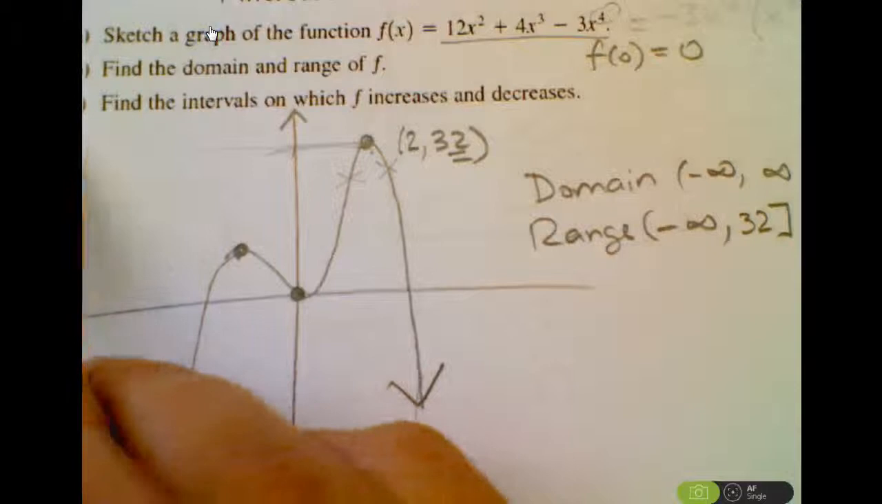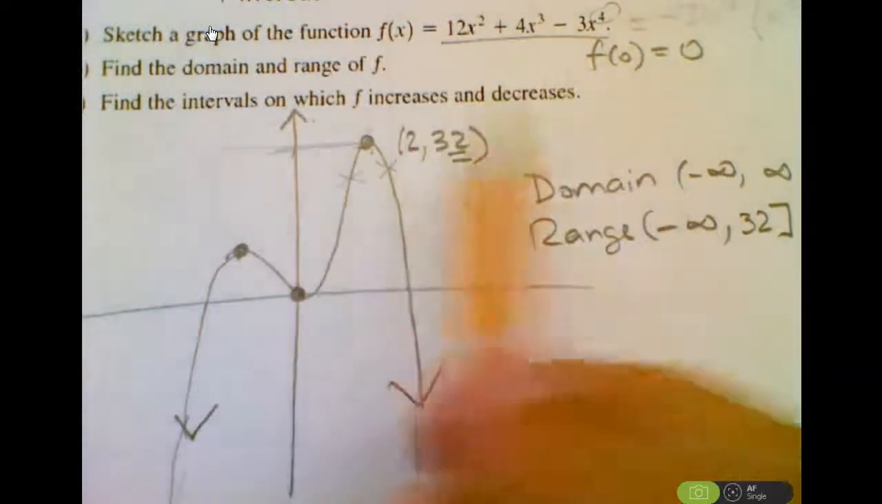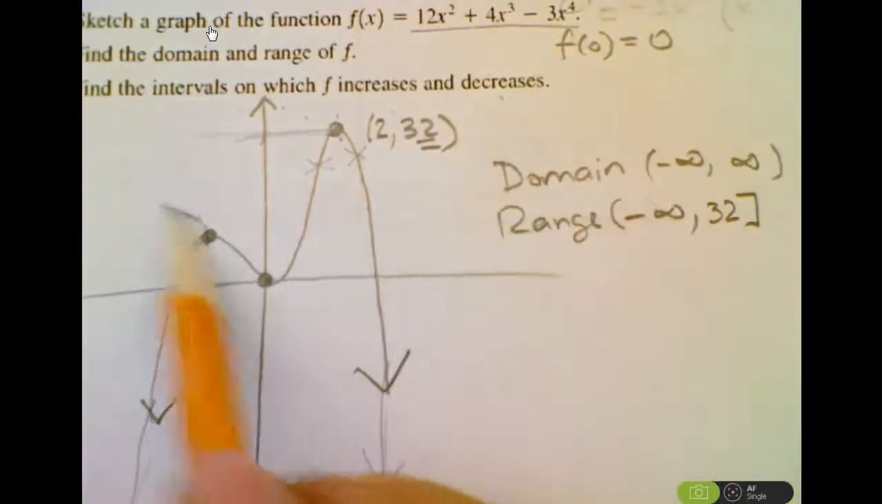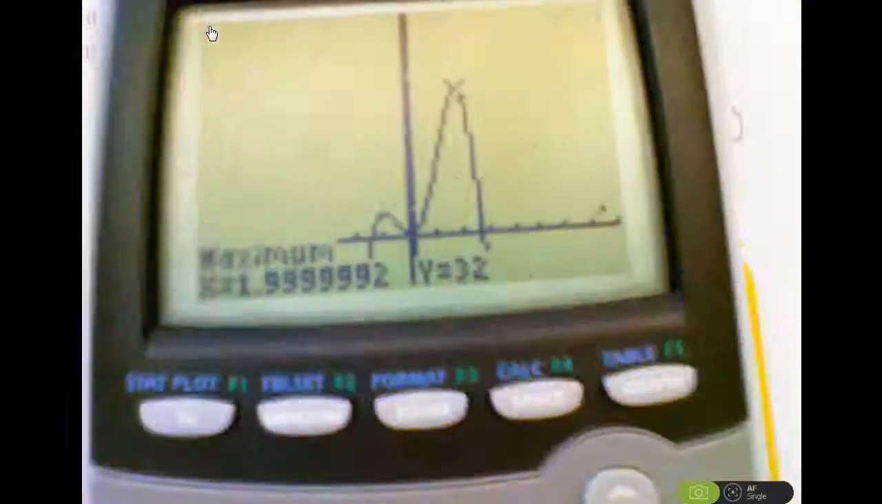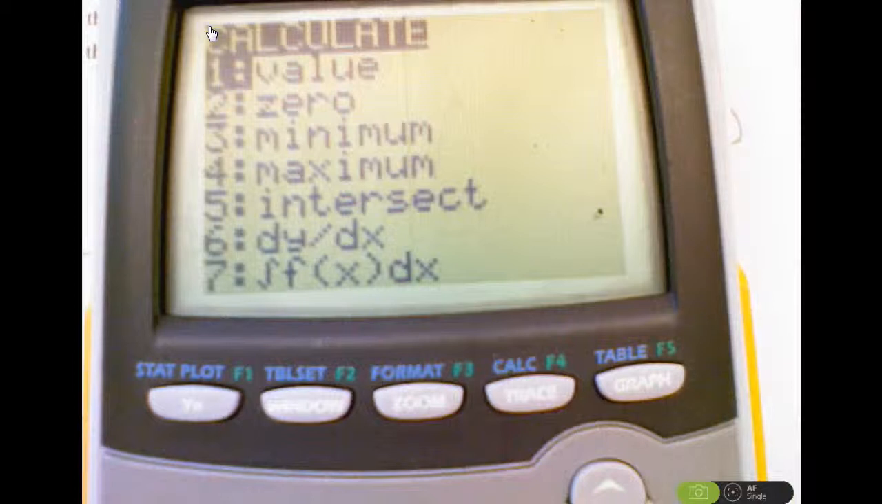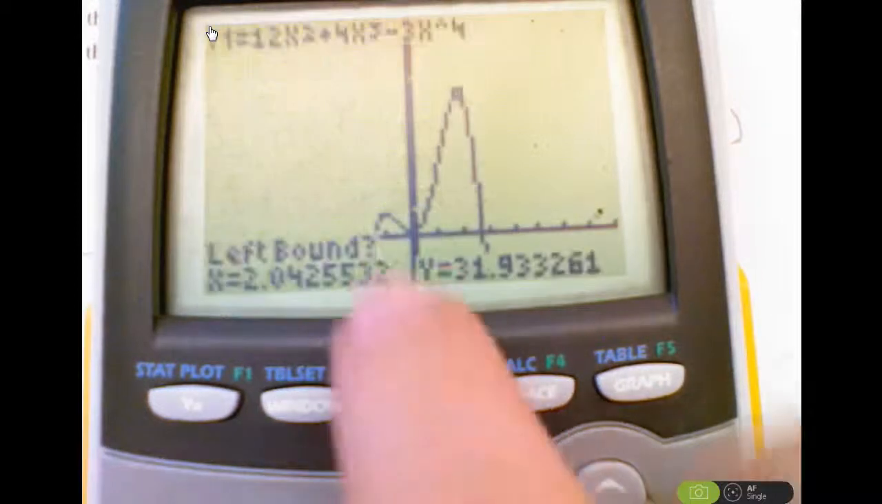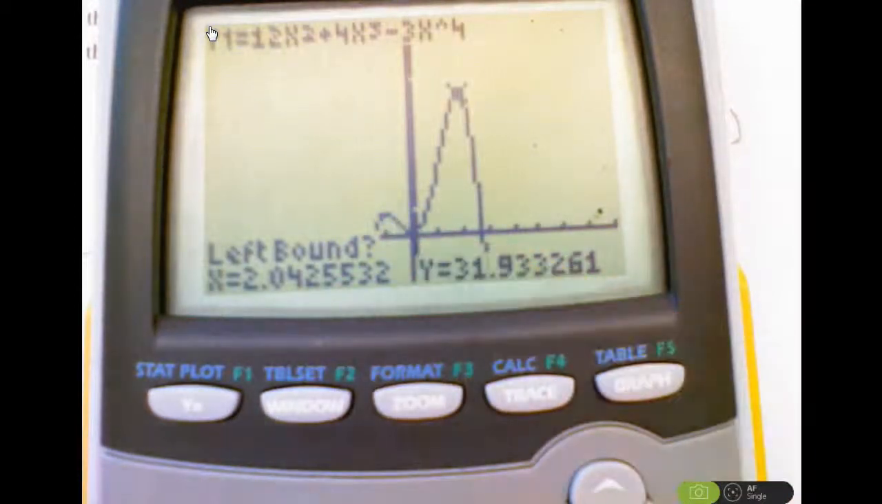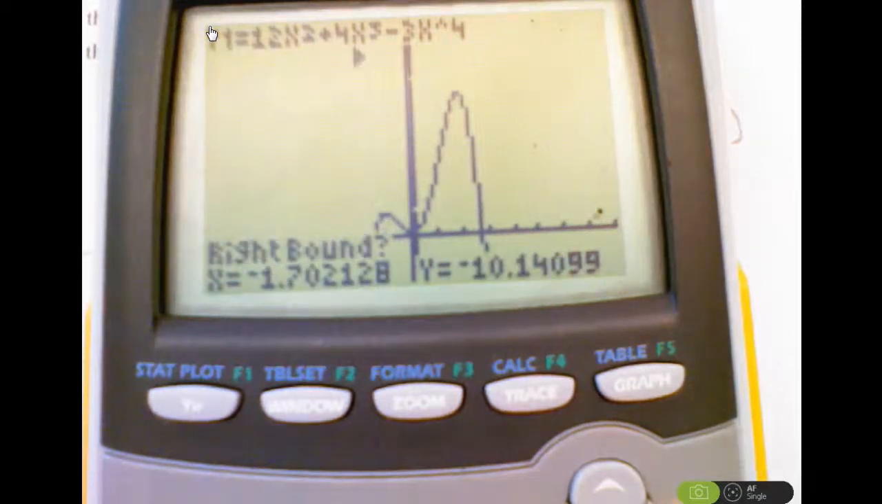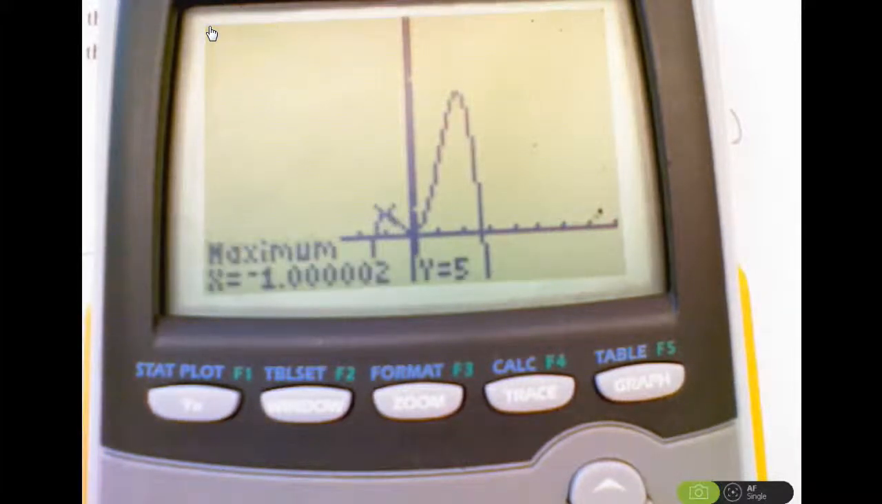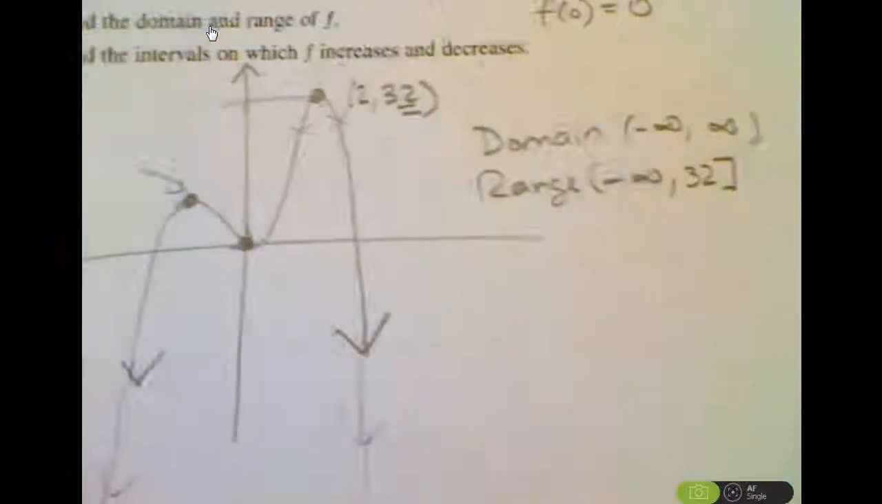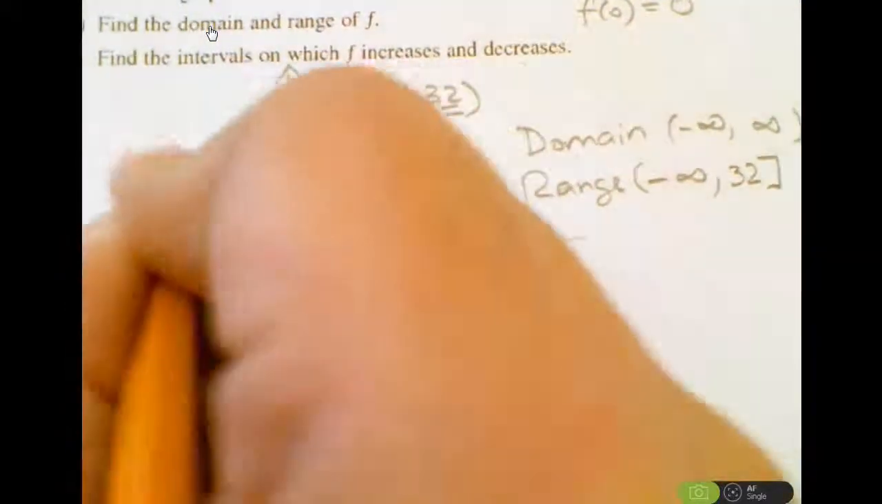Now part C says, find the intervals on which f increases and decreases. So for that, I do need the coordinates of these points. So now I'm going to do it again. I'm going to go to calc, pick maximum, and now I'm trying to do it for this point. So I'm going to go to the left of that point. Could be there. Now to the right of that point, could be there. And then the calculator will give me -1, 5. So the coordinates here, (-1, 5).